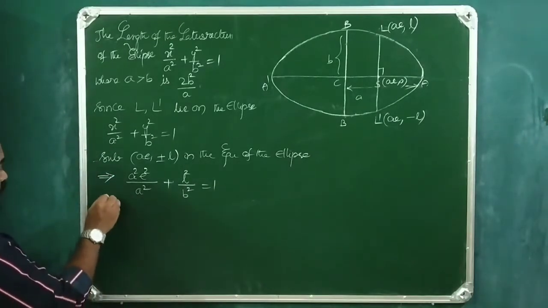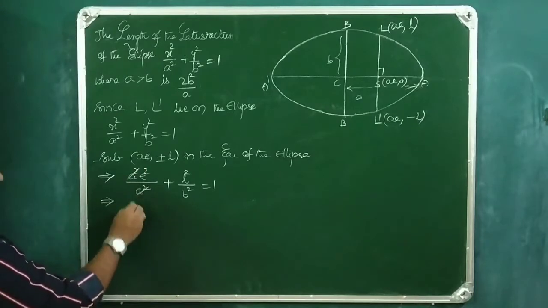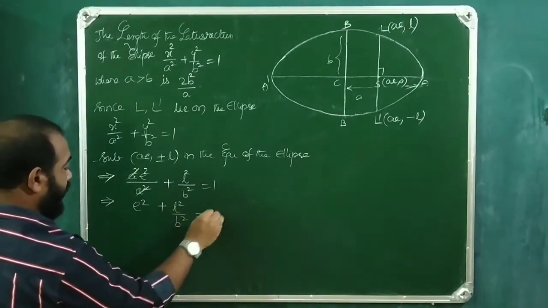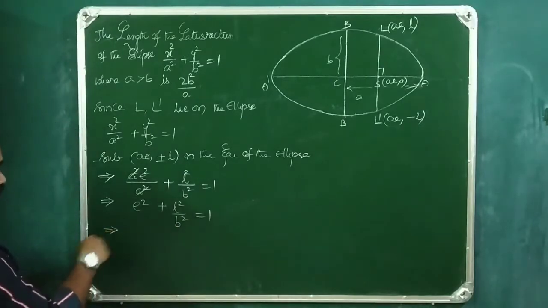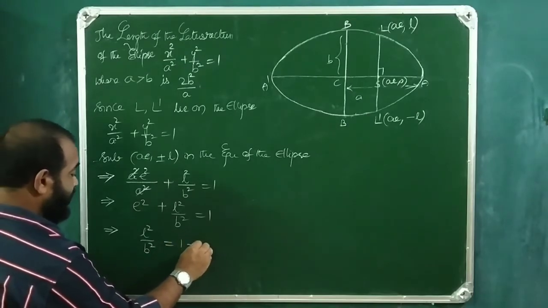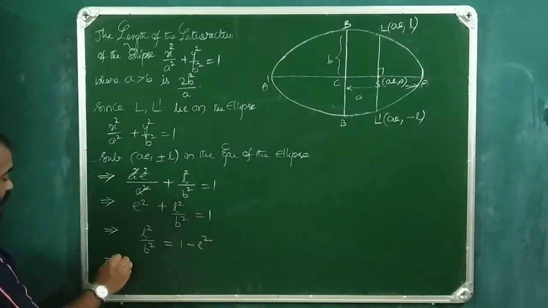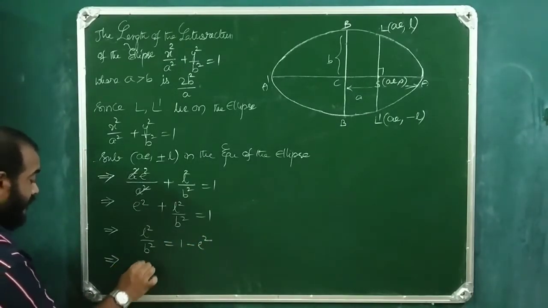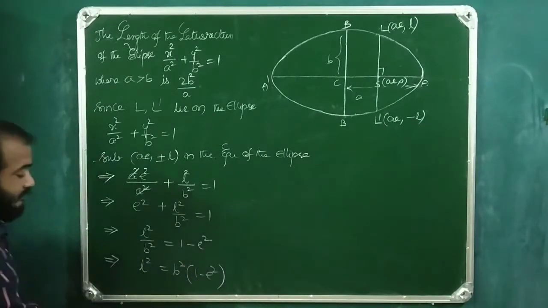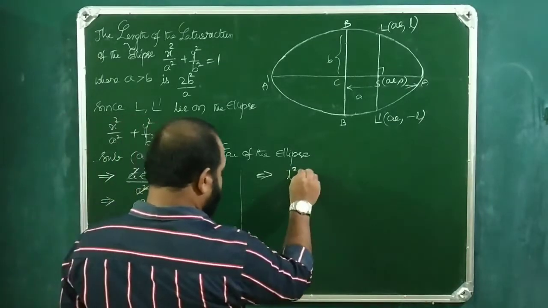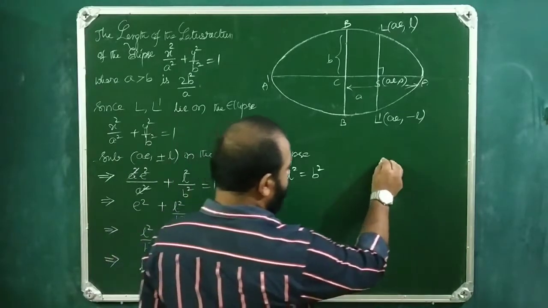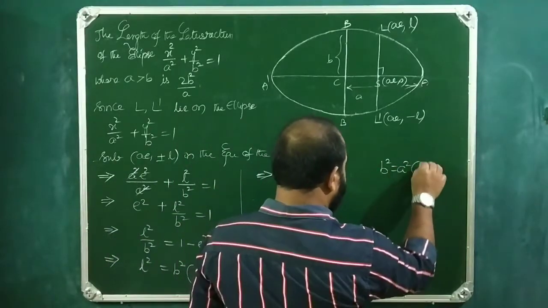This a square gets cancelled: e square plus l square by b square equals 1. So from this, l square by b square equals 1 minus e square. This gives l square equals b square into 1 minus e square. And b square can be written as a square into 1 minus e square. That we have proved.